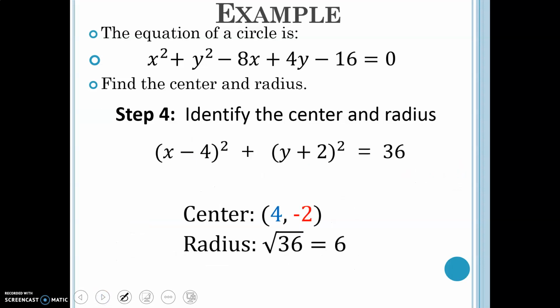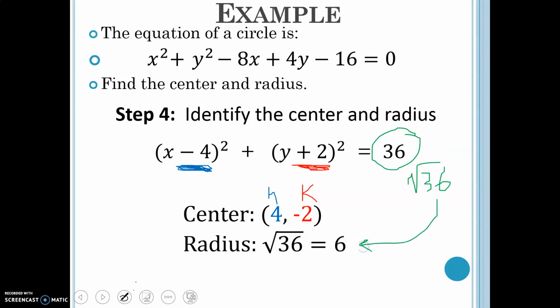So, very last part of this problem is look for that center. So here, remember that's x minus 4, which means that our h is 4. And then we have y plus 2, which means that our k is negative 2, and that's our center. 4 comma negative 2. At the end, we take the square root of that number, square root of 36, which does give us a radius of 6.